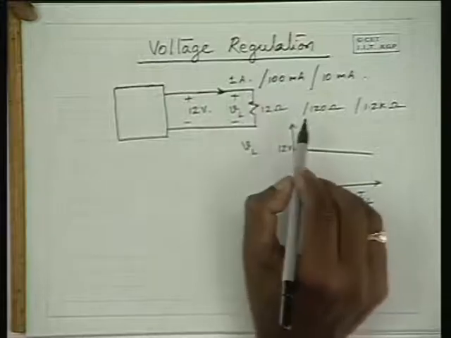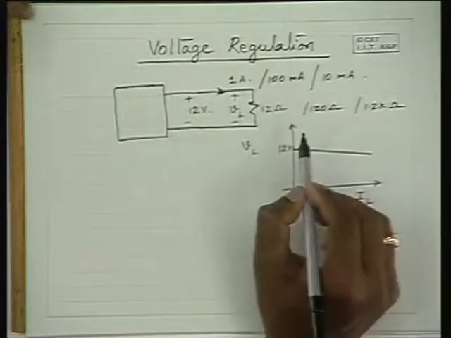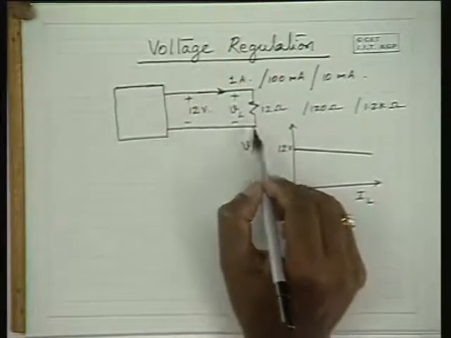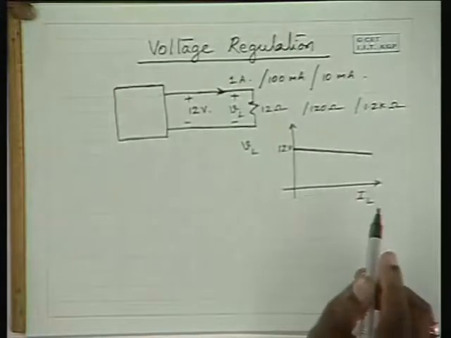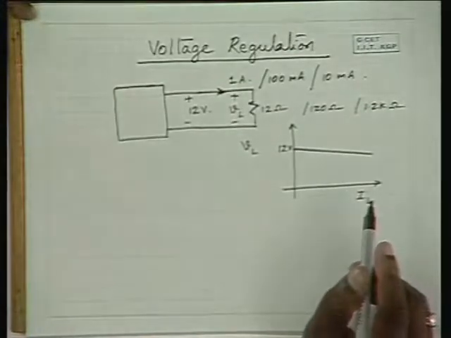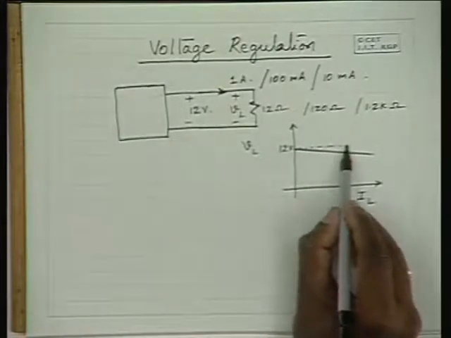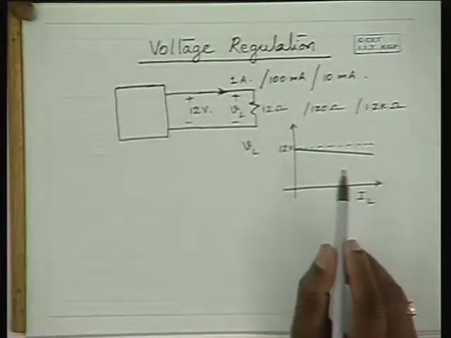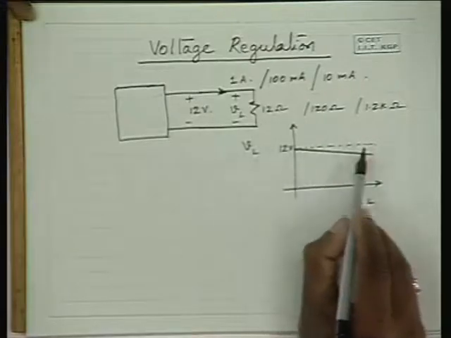With a high load. That means low load resistance. With low load resistance there would be high loading, and because of high loading this voltage may drop like this. Okay. Ideally you want this to be flat. So this is another important characteristic of a supply. So we want it to be flat like this.